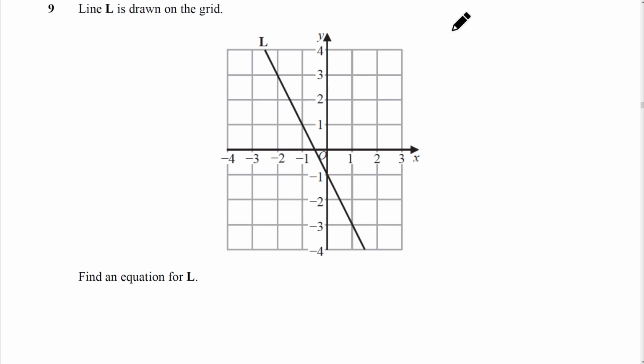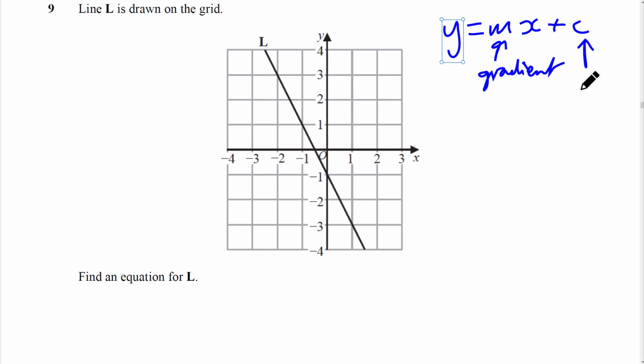So remember the song YMCA, well it's y equals mx plus c in maths. M is the gradient. C is the y-intercept. So we've got c equals -1 here. That could get you a method mark.